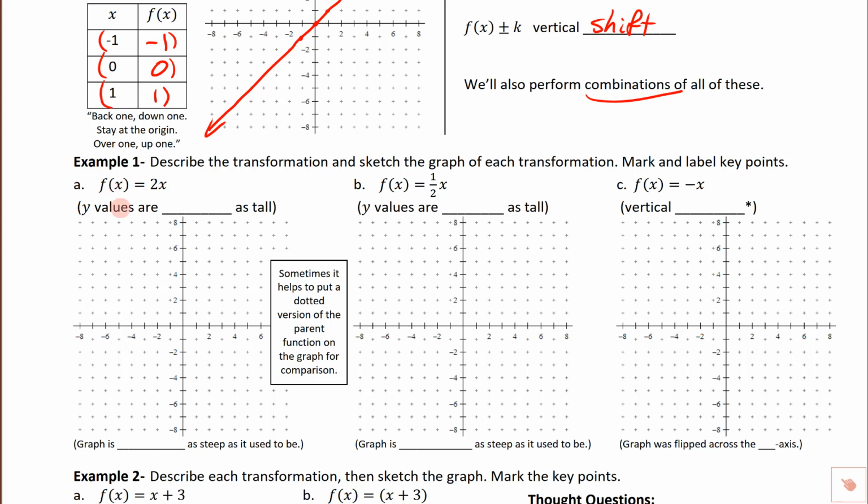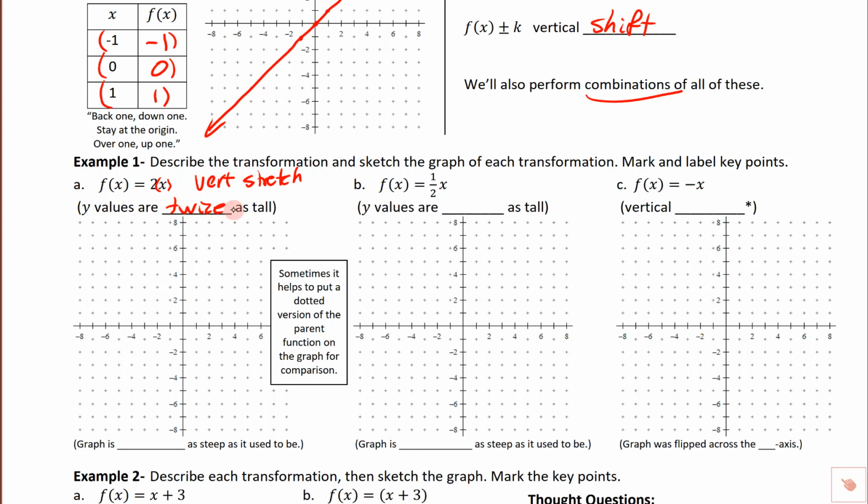So this one says f of x equals 2x. So I've got these 3 key points up here right now. So think about what happens here. This is going to be a vertical stretch. We're multiplying by 2. We've got the x right here. We didn't add or subtract anything with that. So we're going to multiply this by 2. So I'm going to write down vertical stretch. The values are twice as tall as they used to be.